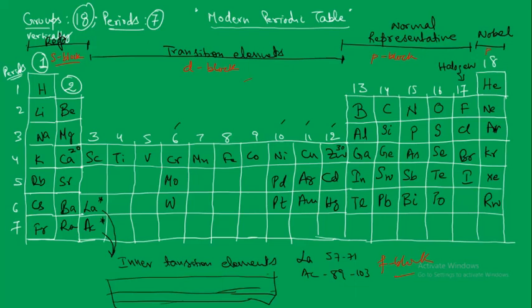Kindly draw the periodic table yourself, try different ways you can remember these elements, and practice. The more you practice, the more perfect you will be, and you will be able to very easily answer the different questions that are going to come from this chapter.